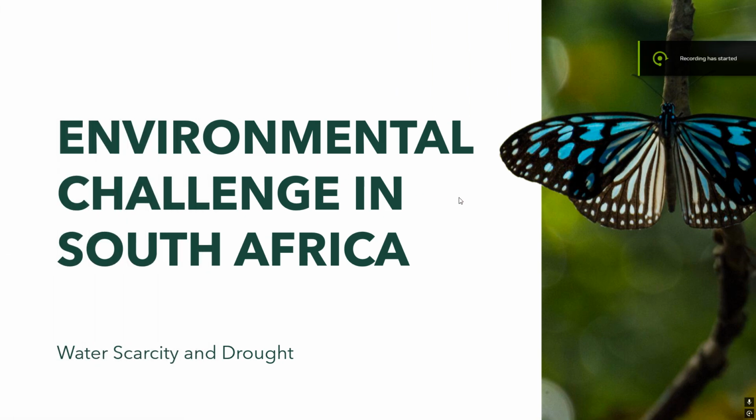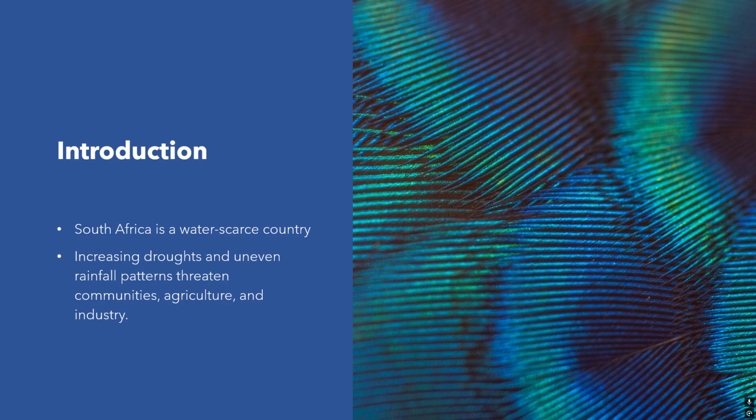Good evening, everyone. I'm here to talk about environmental challenges we have in South Africa, specifically water scarcity and drought. Firstly, in South Africa, we are a very water scarce country with deserts like the Karoo and the Kalahari. We have increasing droughts and uneven rainfall patterns that threaten our communities' agriculture and our industry.